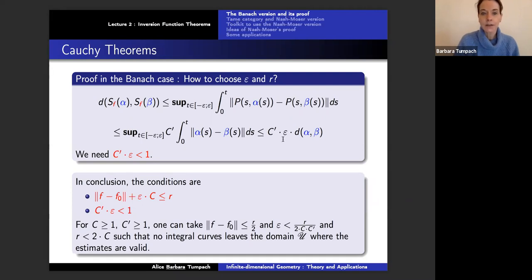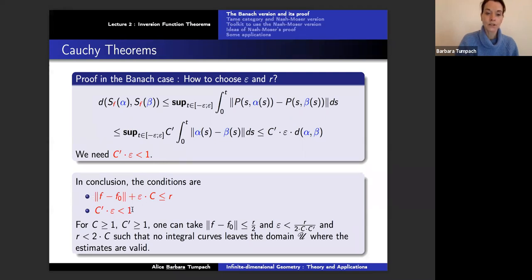Okay, so here we have an estimate which says that the distance between two images of the curves alpha and beta through this operator S_f is less than some product of constants times the distance between alpha and beta. So here we need that this constant, which is C prime times epsilon, where epsilon is a time interval and C prime is the Lipschitz constant, should be strictly less than 1. That's the second condition.